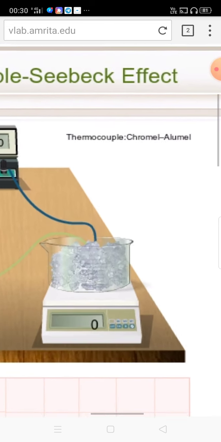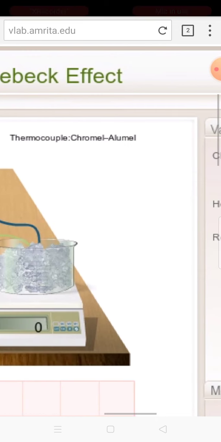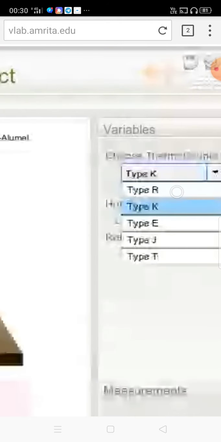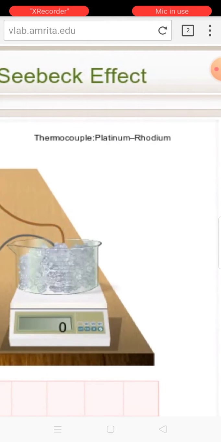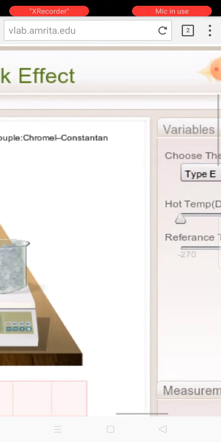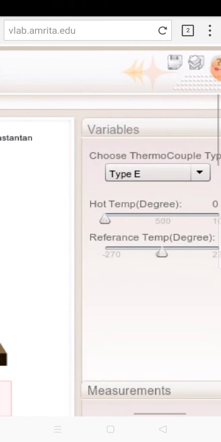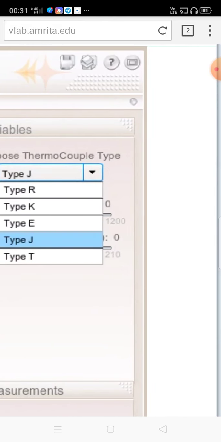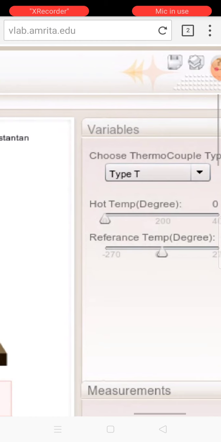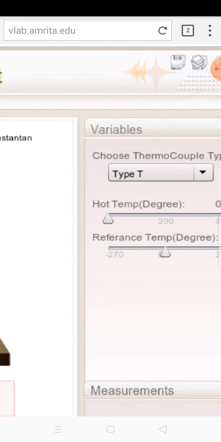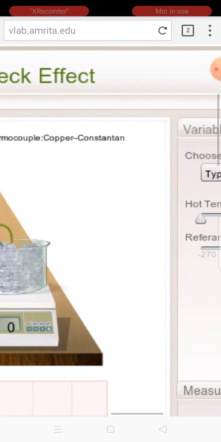Now you notice the name of the thermocouple is chromel alumel and it is known as K type. So whenever you choose R type, it will show platinum rhodium. If you click over here again to E, it will show chromel constantan, and if you go to J, it will show iron constantan, and if you go to T, it will give you copper constantan. So whatever value you choose, accordingly the name of the thermocouple will appear on the screen.